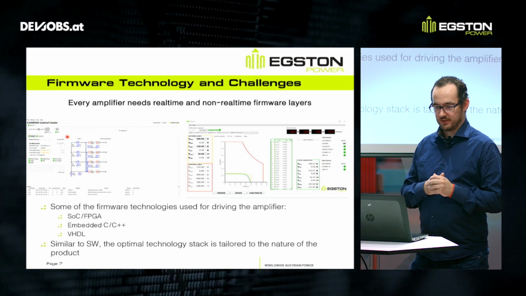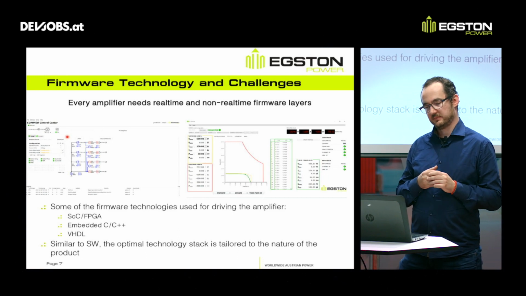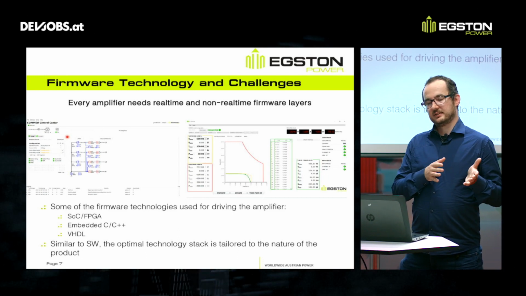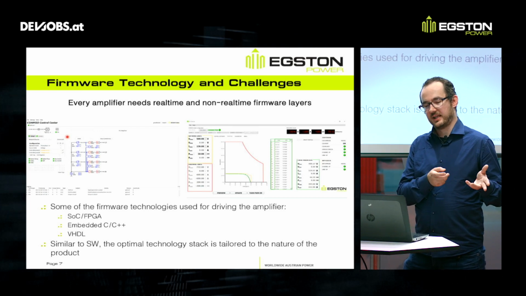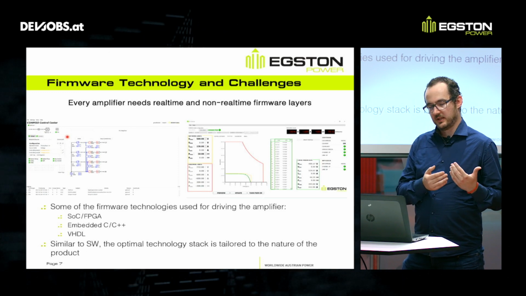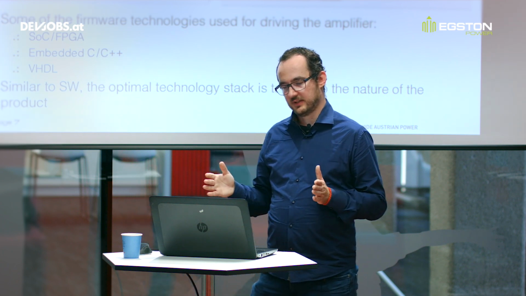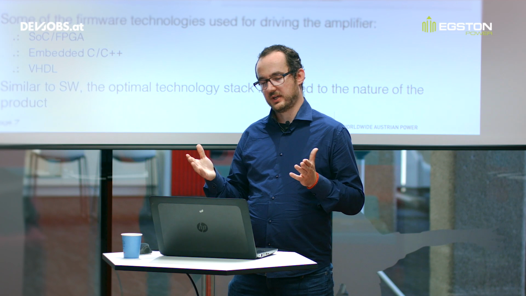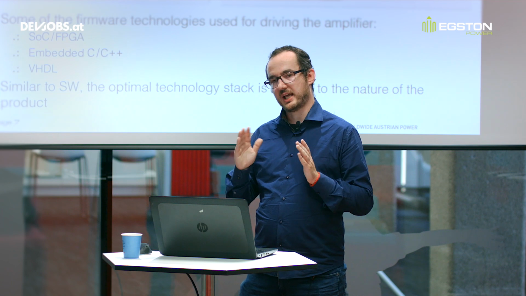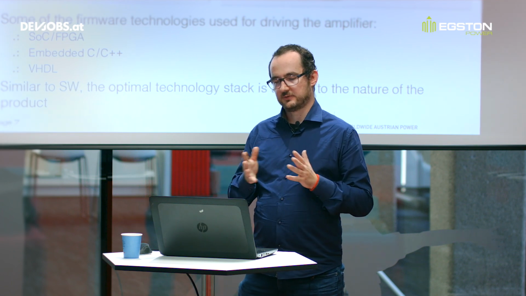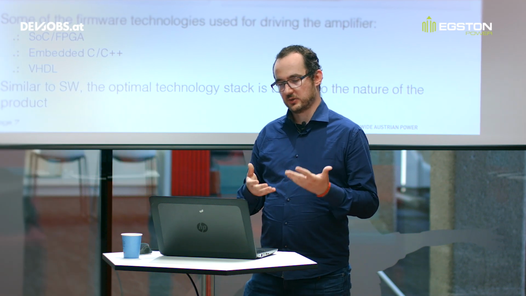Apart from the software, a similar paradigm applies to the firmware, the firmware technology, and the challenges that we have. Unlike the classical software graphical user interfaces, which run on classical desktop PCs and are essentially non-real-time, we need real-time firmware layers in the amplifier itself, because the amplifier has real-time deadlines. In order to produce voltages and currents at its output, it has to react quickly.